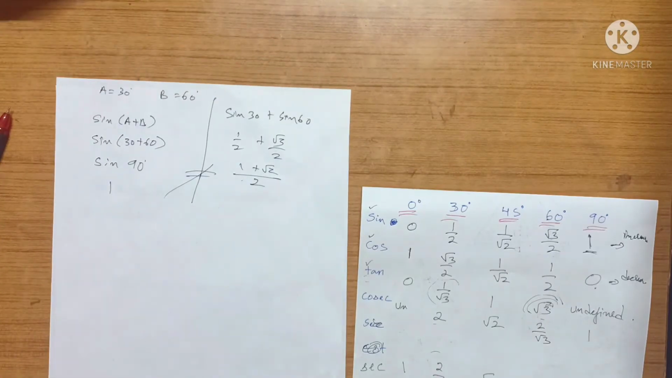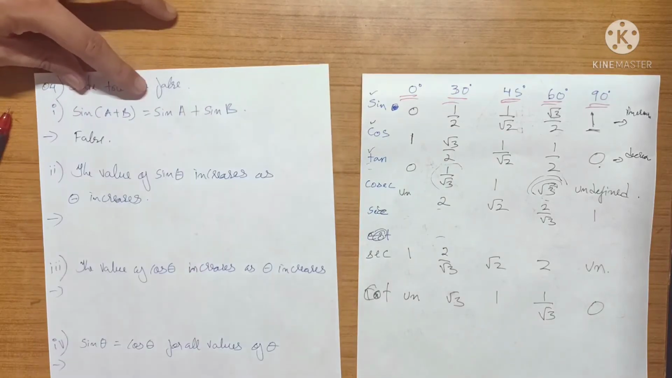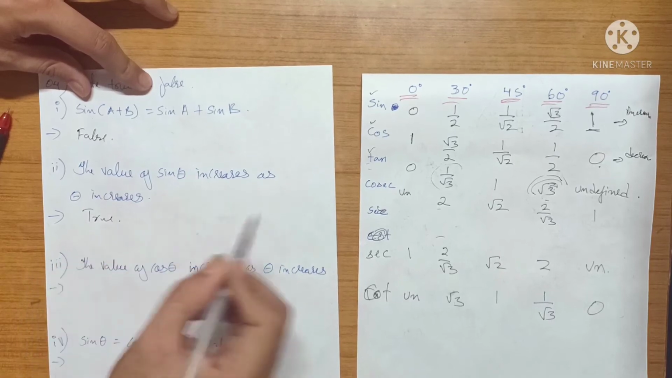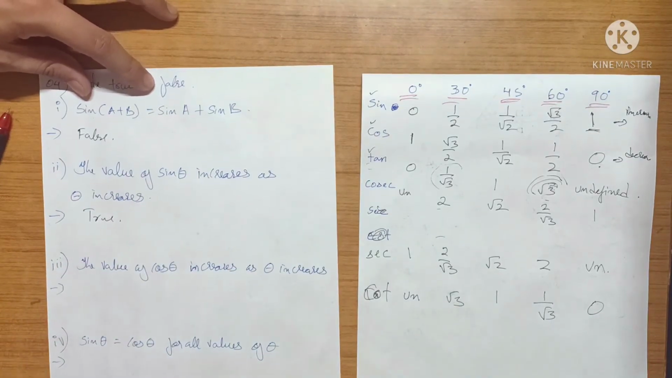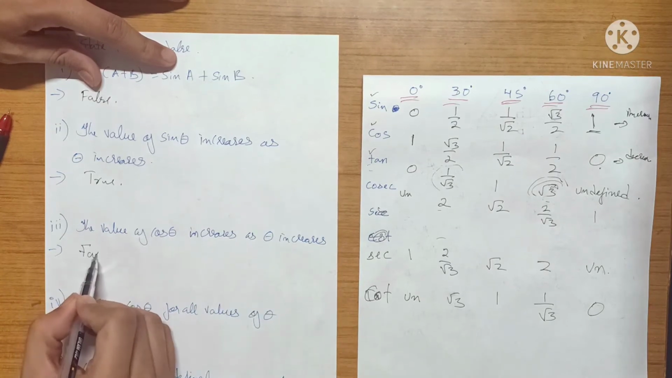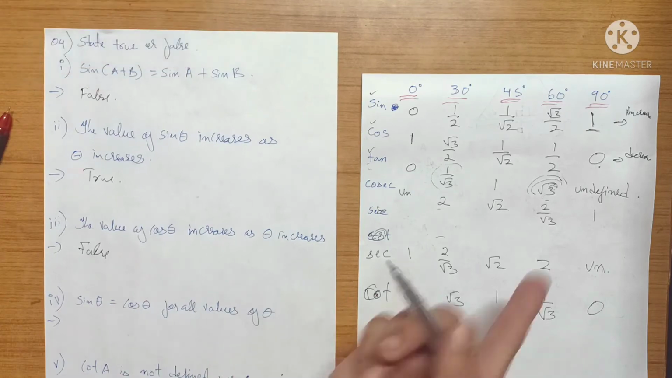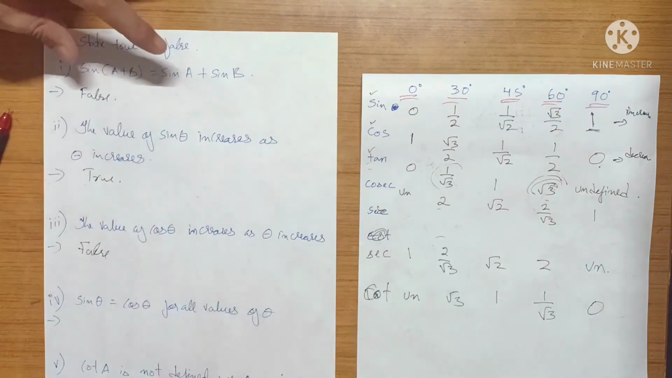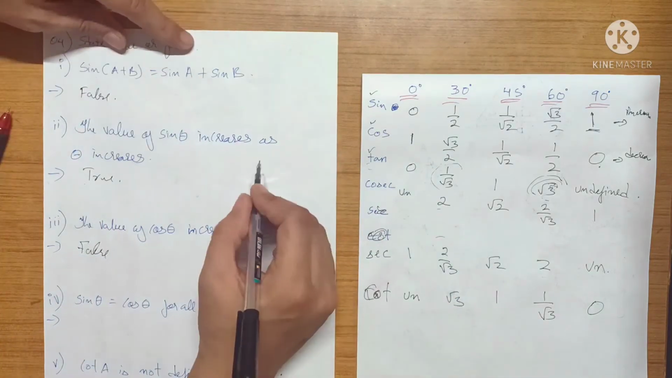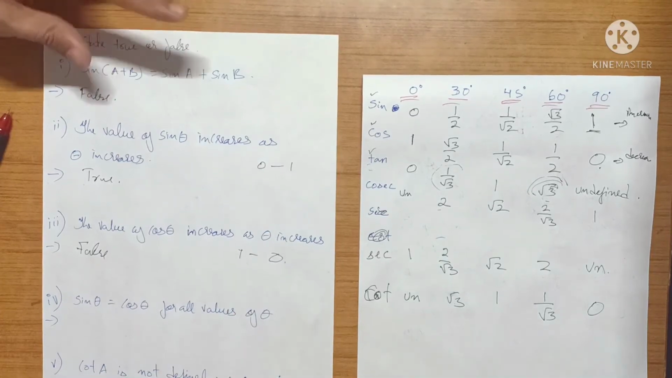The increases and decreases will only come for sine theta or cos theta. So "the value of sine theta increases as theta increases" is true, because sine 0 is 0 and sine 90 is 1. "The value of cos theta increases as theta increases" is false, because cos 0 is 1 and cos 90 becomes 0. So the range of sine is 0 to 1, and the range of cos is 1 to 0.